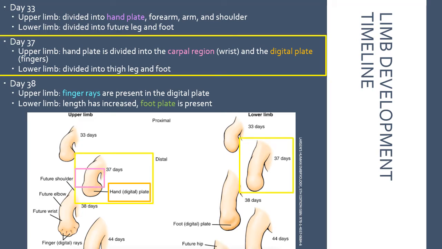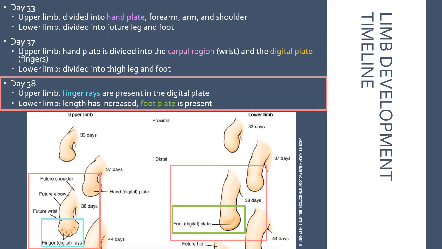For day 37, by that point in the upper limb, the hand plate now has two separate regions of its own, a carpal region and a digital plate. Now carpal, if you think about carpal tunnel syndrome, that's a wrist issue. Carpal bones are in the wrist. So it's got a wrist region, and then the digital plate would be where the fingers will ultimately be. The lower limb is now further subdivided into a thigh, leg, and foot, but as of yet, not any further distinction there.